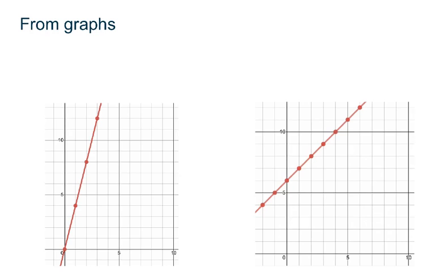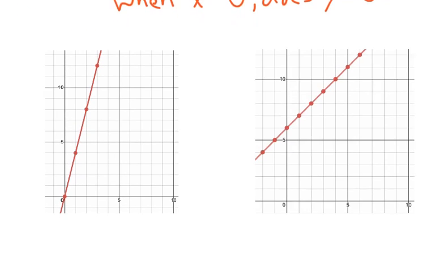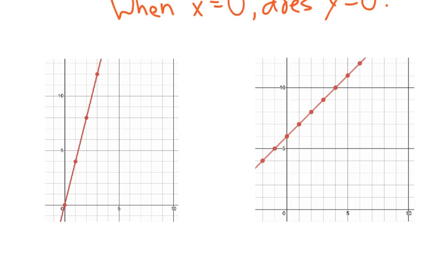So let's look at some graphs and see how we can do this. Again, the big thing is when x equals 0, does y equal 0? That's the big question. So let's take a look at these two graphs that I have here. We're going to zone in on x equaling 0. And right here, this one is 0, 0. So what this means is that this has to take the form y equals something x.